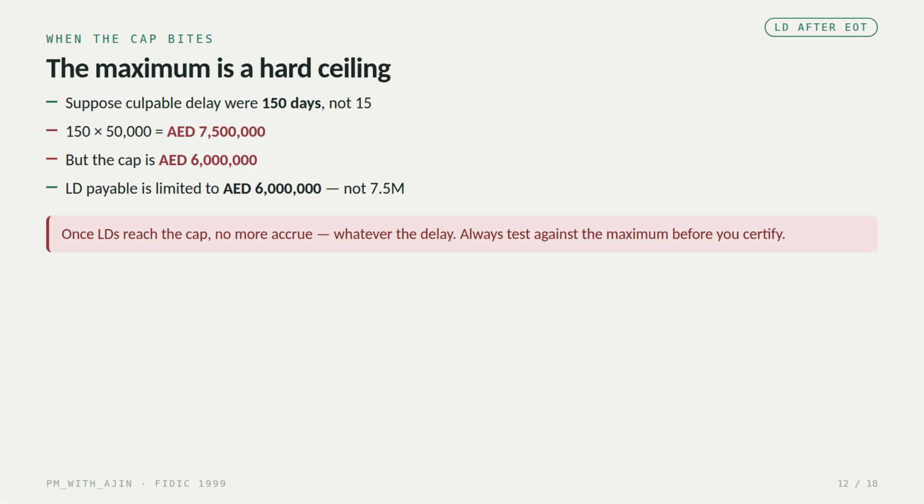But watch what the cap does when the delay is severe. Suppose the culpable delay were 150 days instead of 15. 150 days at 50,000 is 7.5 million dirhams. But the cap is 6 million, so the liquidated damages payable are limited to 6 million, not 7.5. Once LDs reach the cap, no more accrue, no matter how long the delay runs. Always test against that maximum before you certify anything.